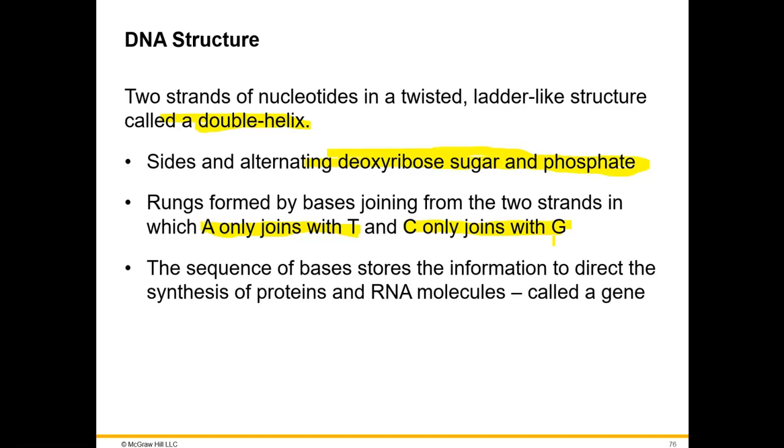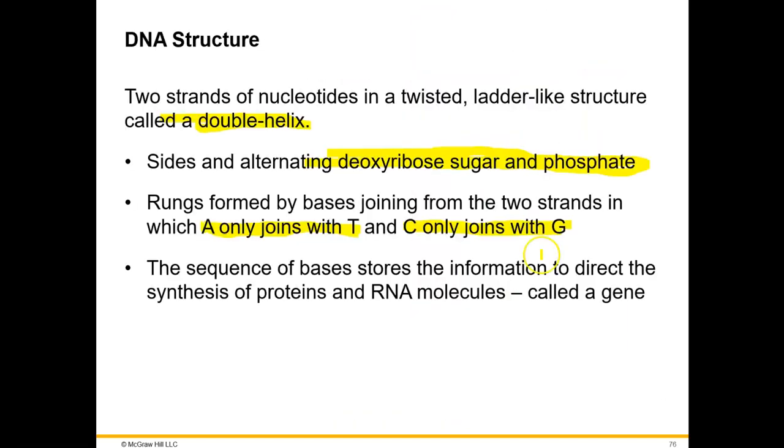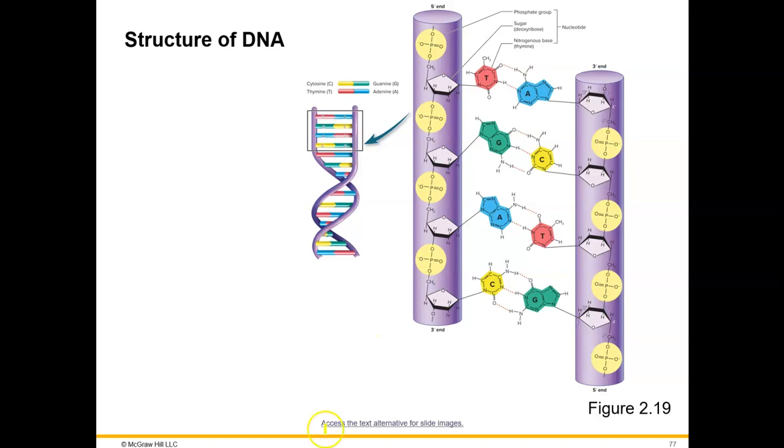But RNA is a single strand molecule. And the only difference with RNA is that instead of having a T, the RNA will have U in place of T. And this is what the structure of DNA looks like, a twisted ladder or double helix. And you can see phosphate, sugar, phosphate, sugar. The sides of the ladder are just alternating phosphates and sugars.